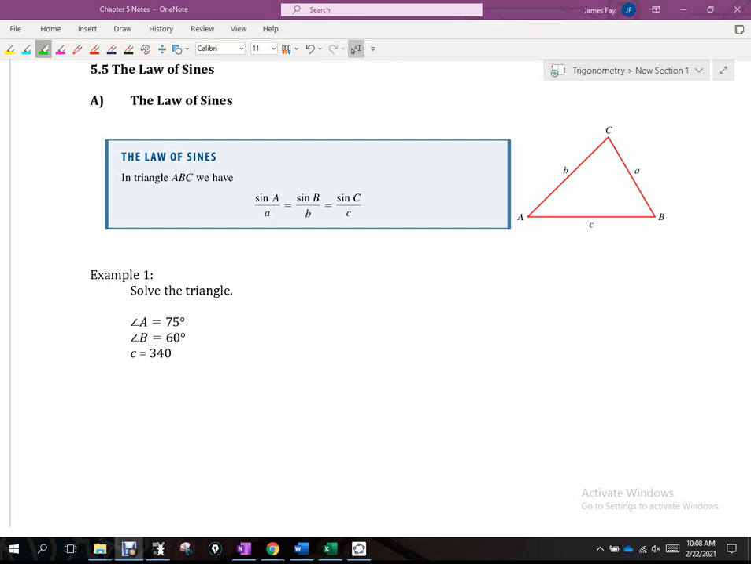We're going to talk about the law of sines today. My hope is by the end of Friday, we've got law of sines, law of cosines wrapped up. And then on Monday, I hate to do this to you, but Monday we'll have a test over Chapter 5.